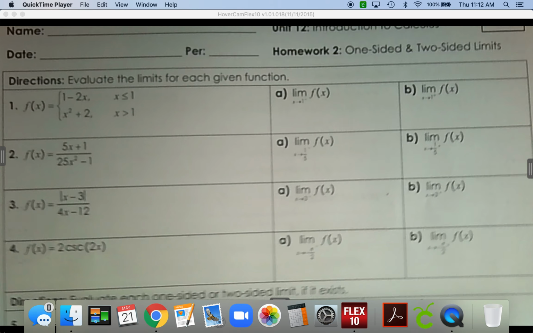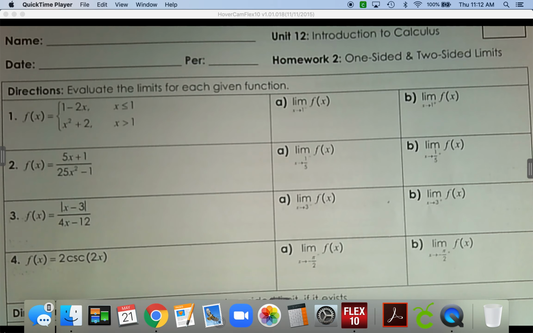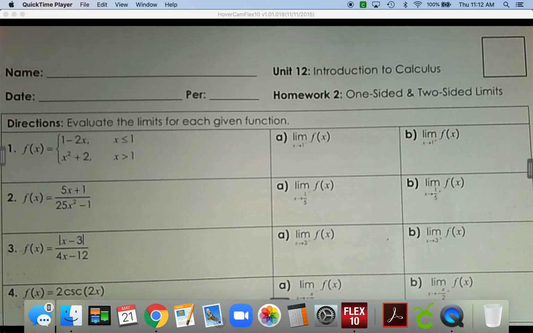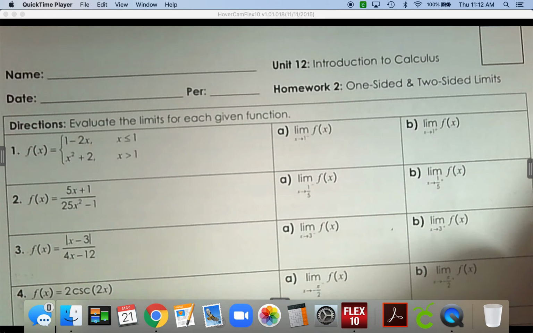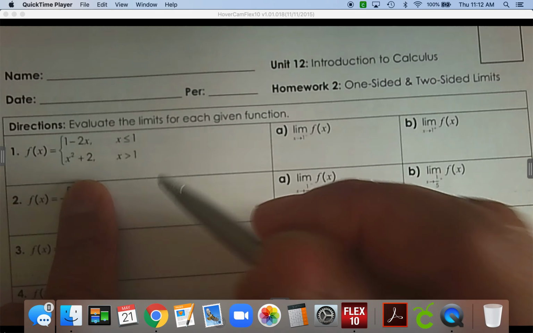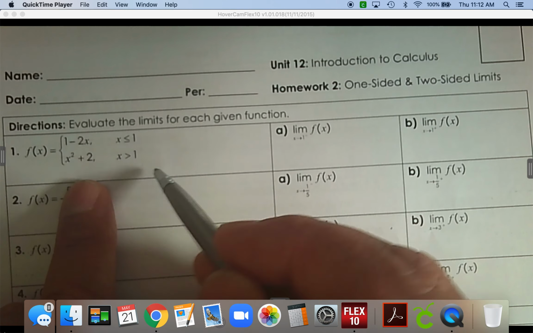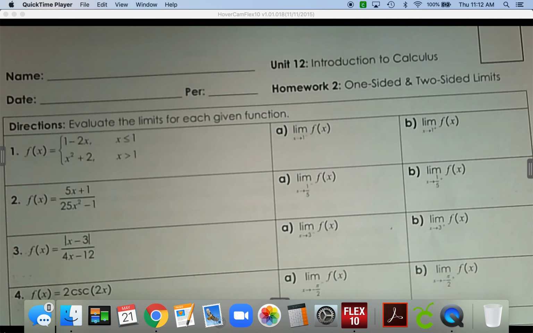Extra practice, the homework on one-sided limits, to make sure we're on the same page for this. So evaluate the limits for each function. For number one, you're given a piecewise function. When x is less than or equal to 1, there's the top function. When it's greater than 1, it's the bottom function.